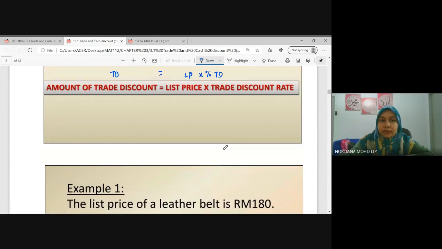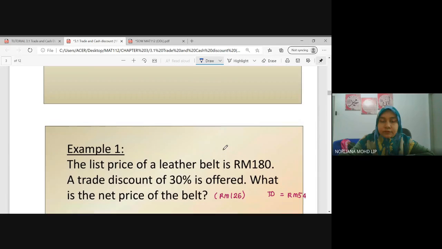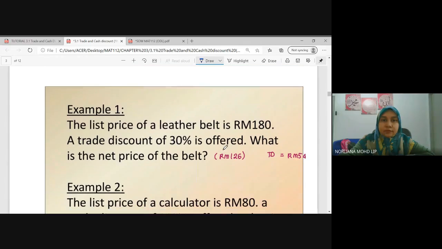Okay, look at this example. The amount of trade discount. Okay, the list price of a leather belt is RM180. A trade discount of 30% is offered. Okay, so I don't know what is the net price of belt kan? Okay, saya nak tukar lah. What is the amount of trade discount? Kita cari the amount of trade discount. Berapa ringgit sebenarnya discount?